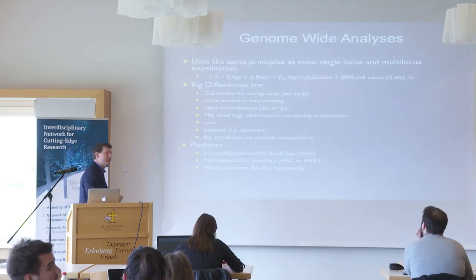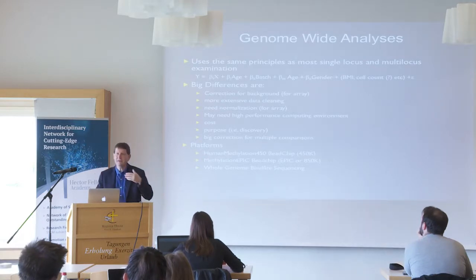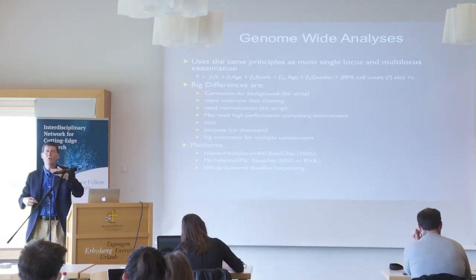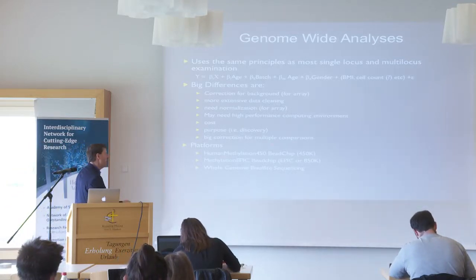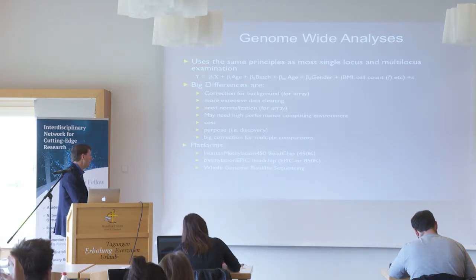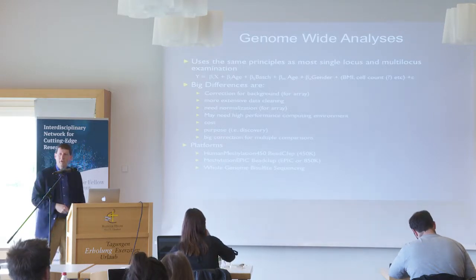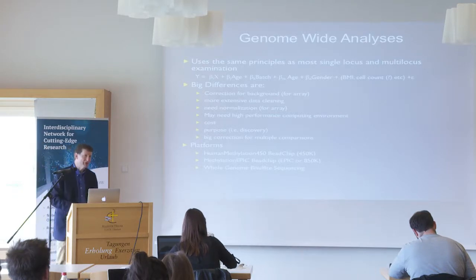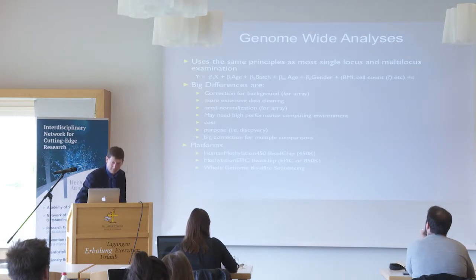Now, more importantly, your purpose here is discovery. When you're doing candidate gene or single point, you have a good idea. Here, you're going in atheoretical. And as a result, you have to make a big, huge correction for multiple comparisons. Now, how do we do it? For right now, the legacy data is in the 450K chip, and the new standard is the methylation EPIC array. However, 5 years from now, we'll all be doing whole bisulfite sequencing, so I would like to turn your thoughts to that in the future.